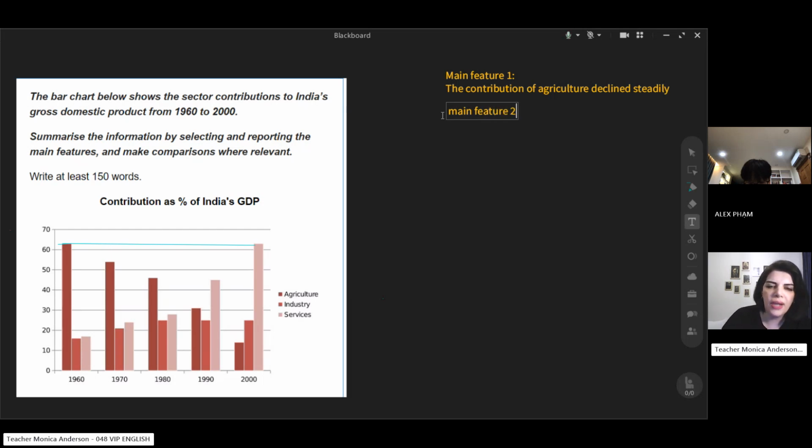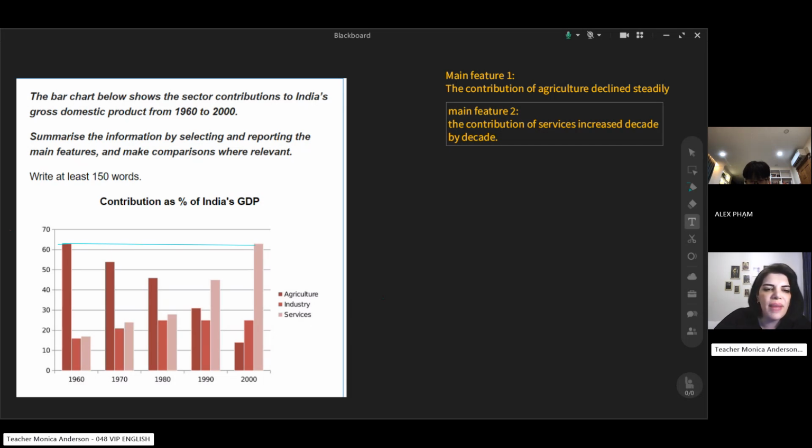Main feature 2. Which one? The contribution of services. We can say that for services, we have an increase decade by decade. So increased decade by decade, for each decade.